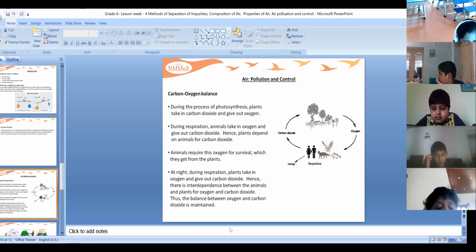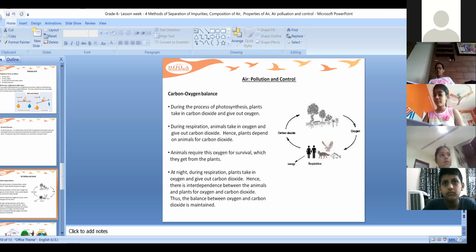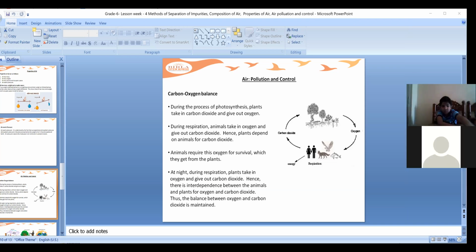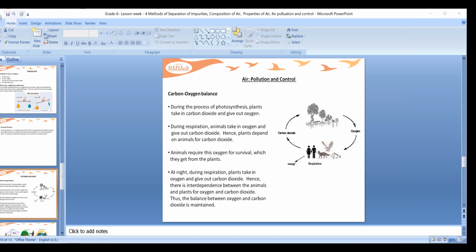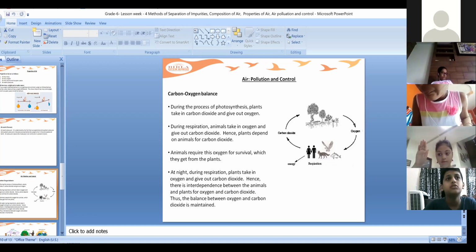Is man the only source of air pollution? Is man the only cause for pollution? Are there any other causes also? Agastya, can you? Yes, can anyone just give me the answer? You can raise your hands if you know the answer.